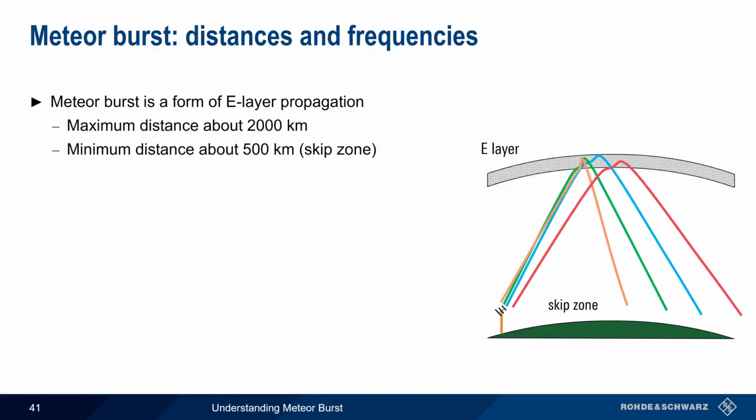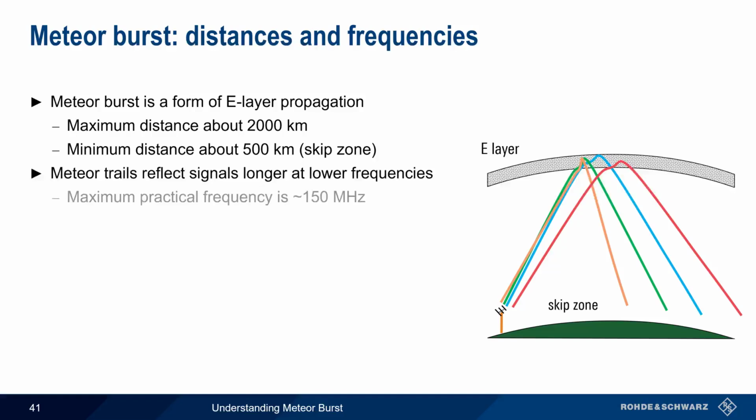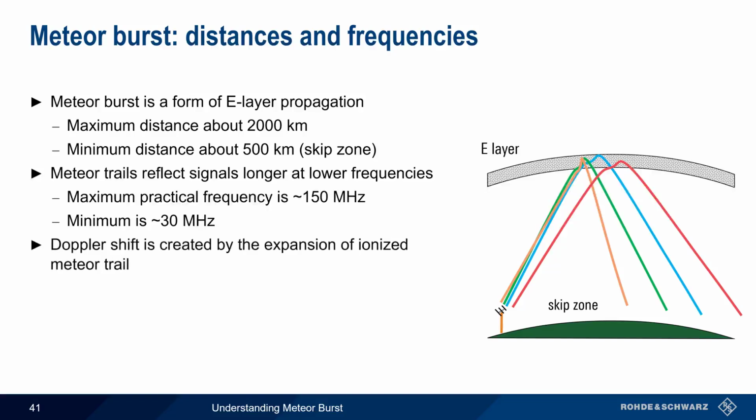With regard to frequencies, the ionization created by meteor trails is usable for longer periods of time at lower frequencies. The maximum practical frequency for meteor burst communication is about 150 MHz, with a minimum of around 30 MHz. It should also be noted that ionized meteor trails expand due to the rapid and extreme heating during burnup, and thus signals reflected from meteor trails may experience Doppler shift. The amount of shift is frequency dependent, but can be as high as 2 kHz at the higher end of the frequencies used for meteor burst communications.